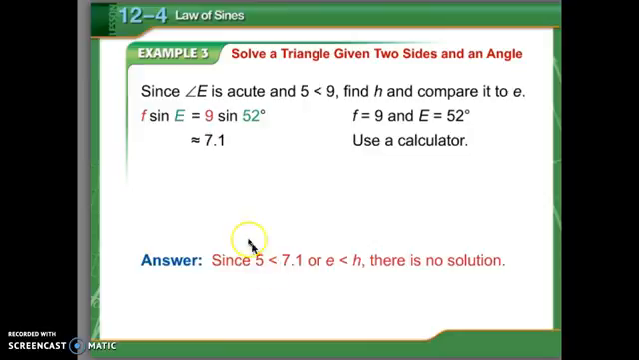And so what they did here was they found H, not sure what H is, compared it to E. So they set up this expression. You get 7.1, 5 is less than that, so E is less than H, there's no solution.